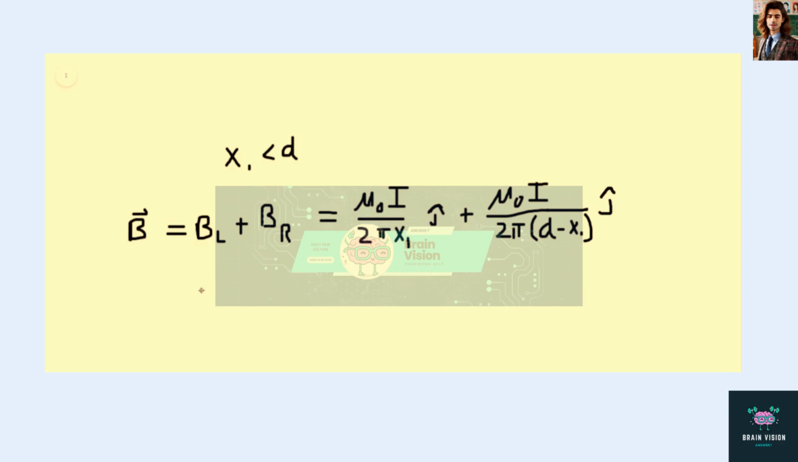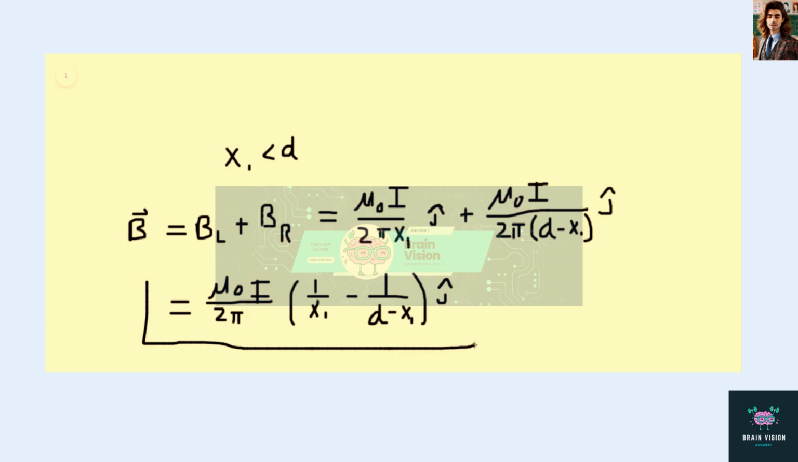So since they're both in the j hat direction, we can add them together and simplify. They both have a common constant of mu naught over 2 pi, as well as the current I. So we can write this as mu naught I over 2 pi, and we're left with 1 over x1 minus 1 over d minus x1. And this is all in the j hat direction since it's a vector. So we can go ahead and box that in as our solution to the question.